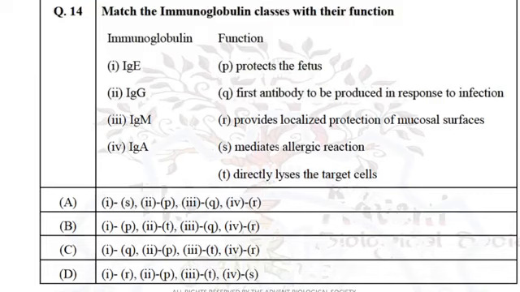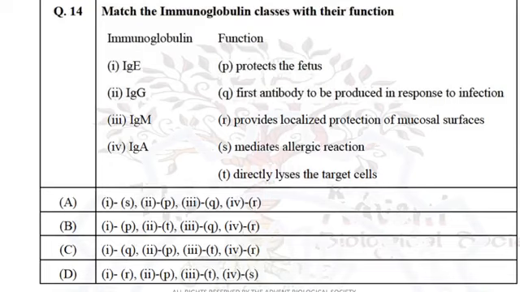So let's just look into the questions at the end of the session today. So here is the given that match the immunoglobulin with their function. Here is given IgE. So you know that IgE is involved in the immune allergic responses. So IgE, it mediates the allergic reaction. Then there comes the IgG.